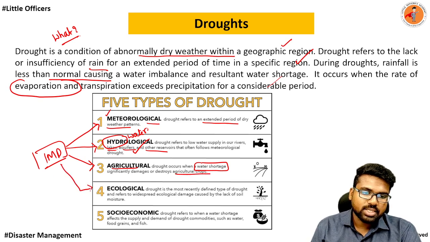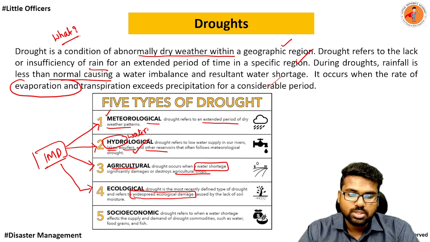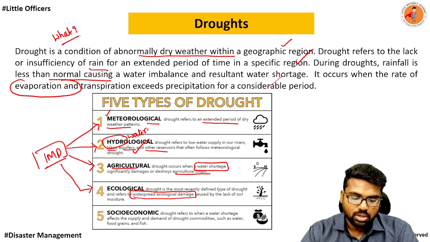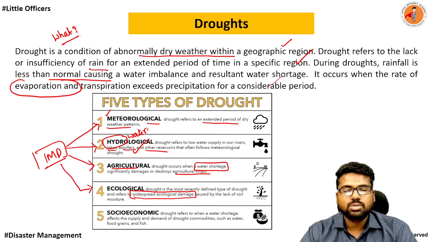Then ecological drought. This is the most recently defined one. What is it? If there is widespread ecological damage caused due to lack of moisture in the soil, we say there is ecological drought.